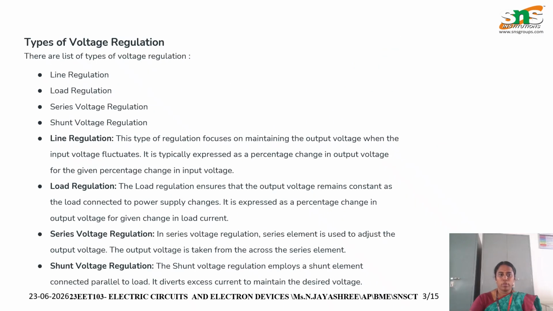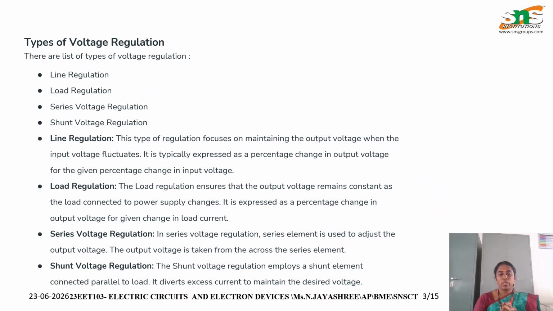So next one is what? The types of voltage regulation. There are various types of voltage regulation. The first one is what? Line regulation, load regulation, series voltage regulation, shunt voltage regulation. Let us see the definition of these types one by one in detail.